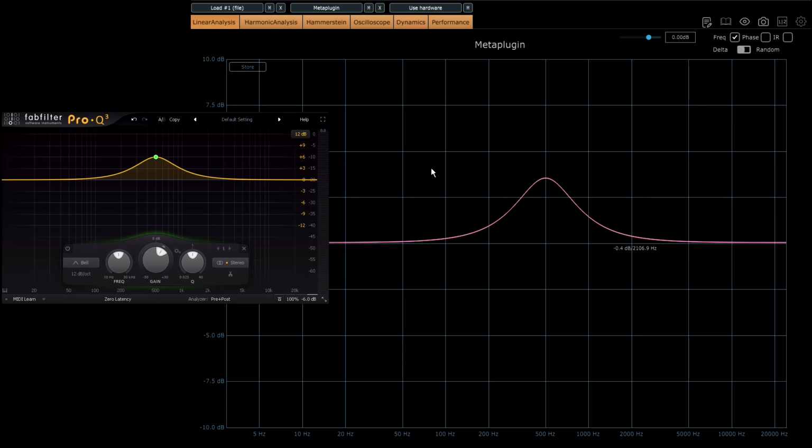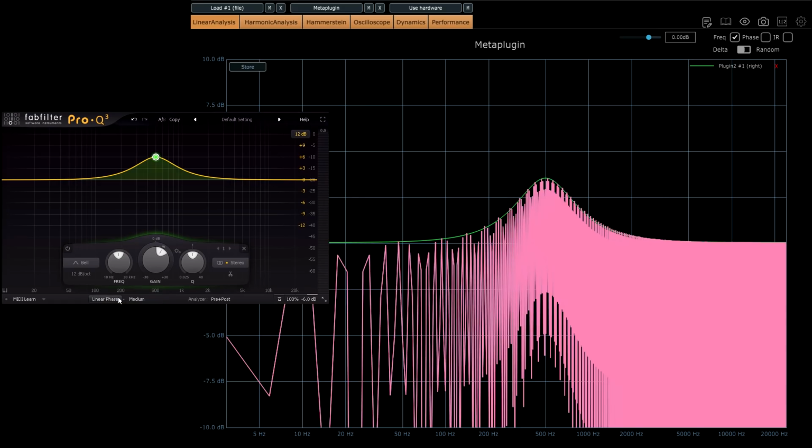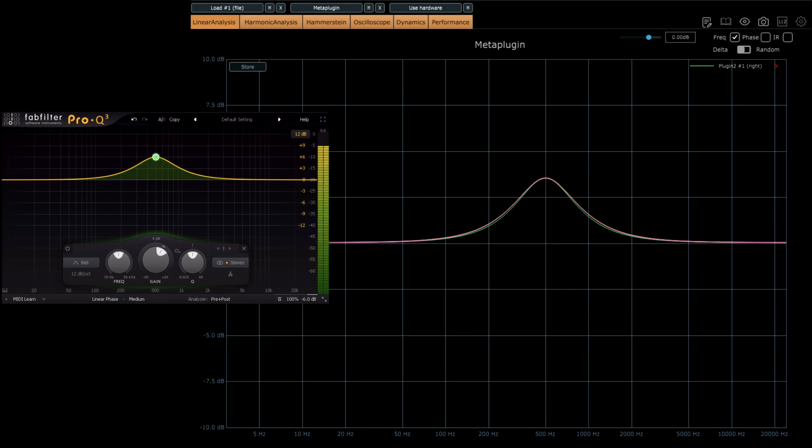Let's save this plot as a reference, then switch to linear phase mode, and then bear with me for a second while I tell MetaPlugin to recalculate the latency. And now we see the perfect version without the phase shift. We've got a slightly wider bell. That's it. It doesn't even change the amount of boost.